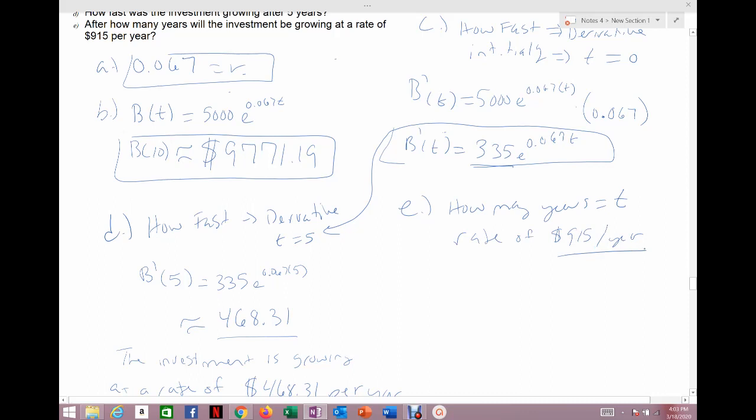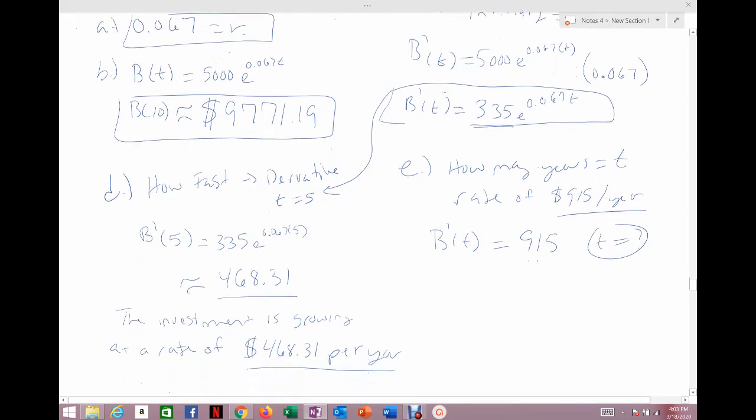And so it's giving me the rate of change, right? Which means it's giving me a future derivative amount. I know it should be in the future, because at 5 years it was 468, so it should be significantly farther down the line, much further than 5 years. So what you're going to do is take the derivative, set it equal to 915, and solve for time.